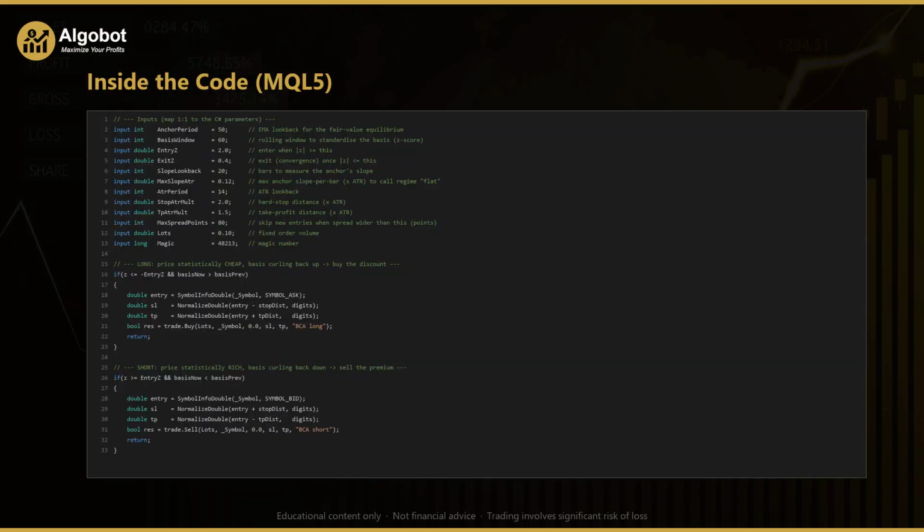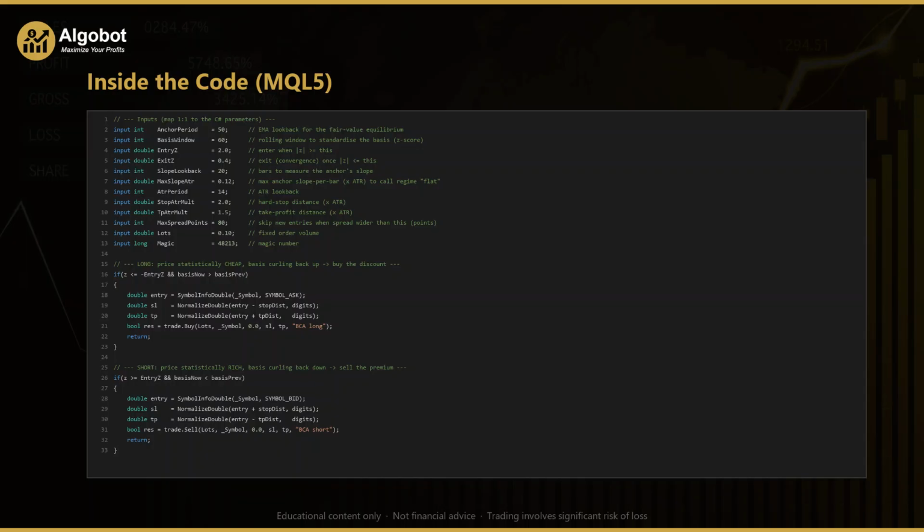Here's the core of the MetaQuotes language code, shown the way you'd see it in MetaEditor. At the top are the input parameters, and these map one-to-one with the settings we've discussed. AnchorPeriod is the 50-bar exponential moving average for fair value. BasisWindow is the 60-bar window used to standardize the basis into a z-score. EntryZ, defaulting to 2, is how many standard deviations of dislocation we require before considering a trade, while ExitZ, at 0.4, defines the convergence band where we close.